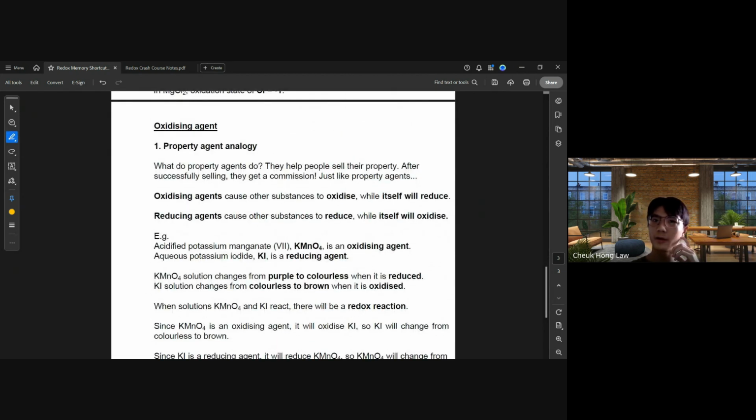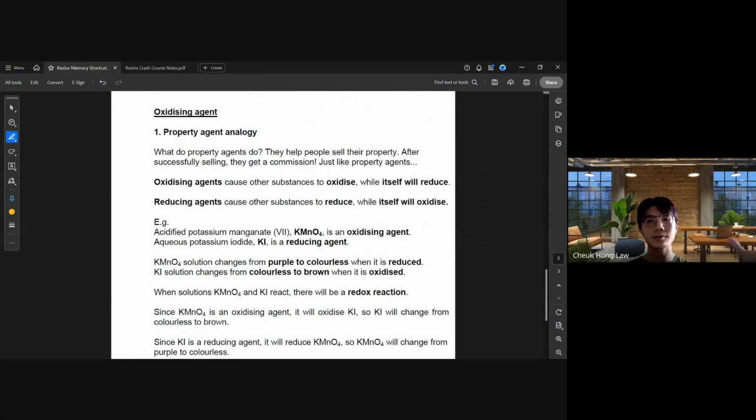All right, let's move on to the final one, which is oxidizing agent. Think of this property agent analogy. What do property agents do? They help people sell their property, and after successfully selling the property, they themselves get a commission. Similarly, oxidizing agents cause other substances to undergo oxidation, while itself it will reduce. Reducing agents cause other substances to undergo reduction, while the reducing agent itself will oxidize. So it's very similar to property agents.